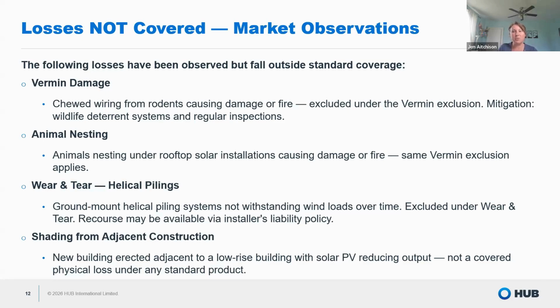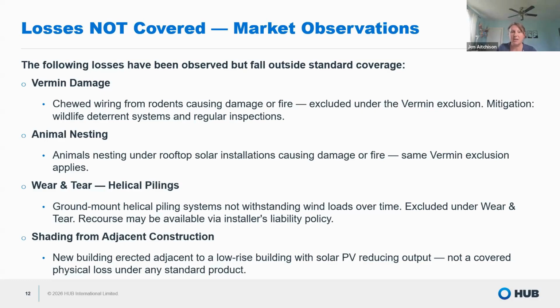And there is a vermin exclusion under homeowners policy. So any damage howsoever caused by vermin would be excluded. Typically, we see the mitigation as a wildfire deterrent system and, of course, regular inspections. This is something that sometimes gets missed, but at least biannual inspections of residential systems, although not always the most cost effective, is something that's really important to ensure that there's no issues within those systems. And they often get neglected because there's not a lot of money in it.